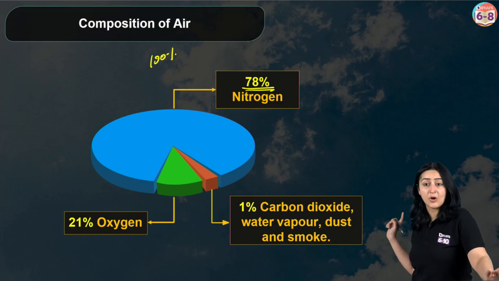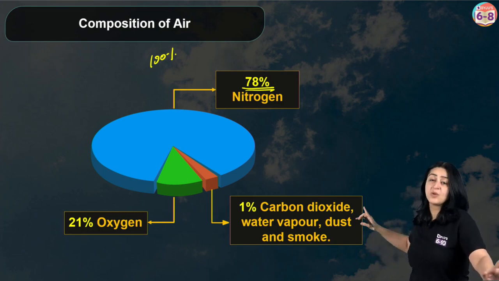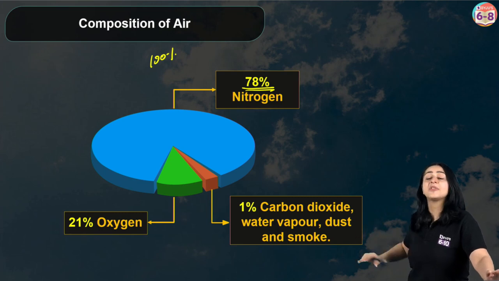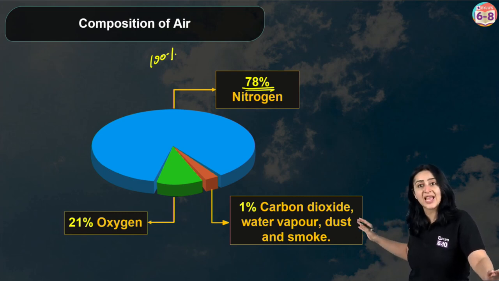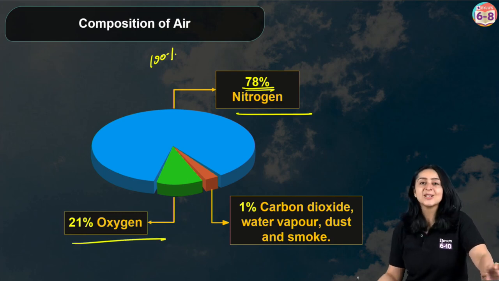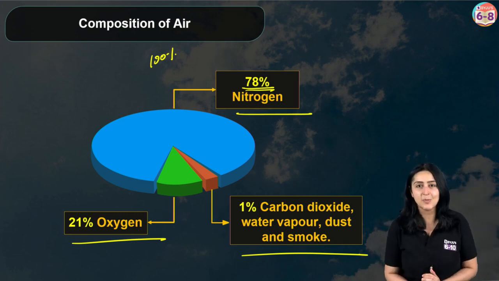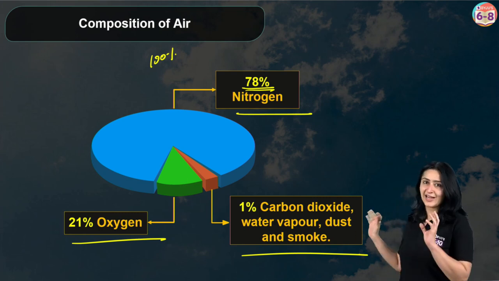So if we're to take the composition of air, basically, if you're taking air as 100%, what is air made up of? The majority gas that we find over there is nitrogen, 78%. 21% is oxygen, and the 1% that is remaining is other gases like carbon dioxide, water vapor, and dust and smoke. So today, we are not going to be getting into all of this.